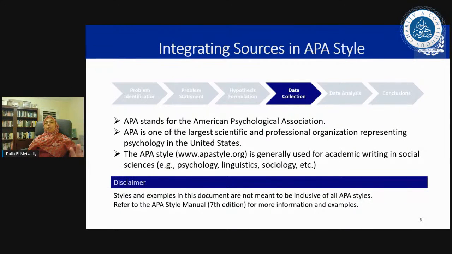So today we're going to be talking about data collection, and we're certainly not going to talk about all aspects of data collection. That would require many workshops, but we are just going to specifically talk about what am I going to do with that data? How am I going to integrate it into my research?